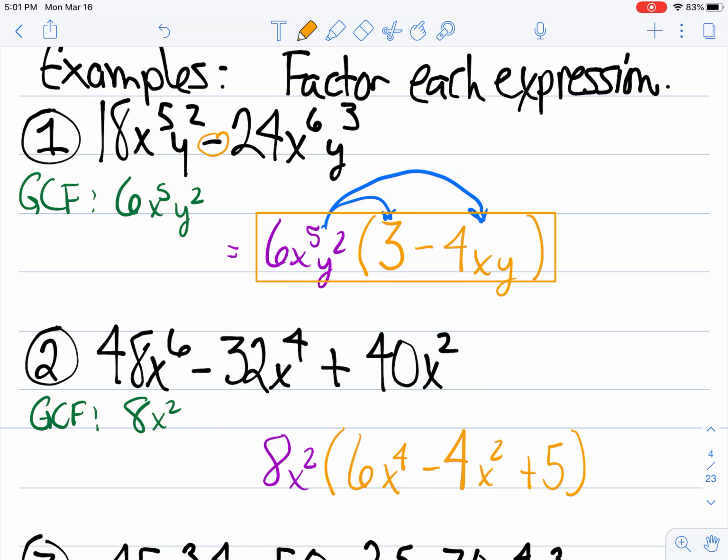So the final factorization of this one is 8x squared times the quantity 6x to the 4th minus 4x squared plus 5. So that's how you factor expressions with the GCF.